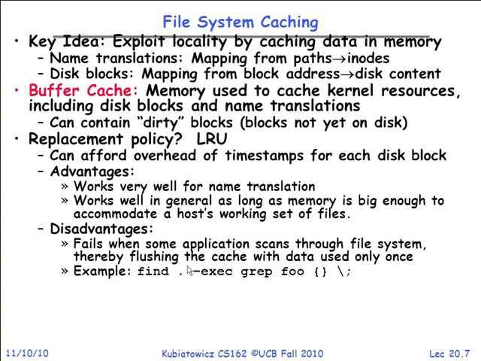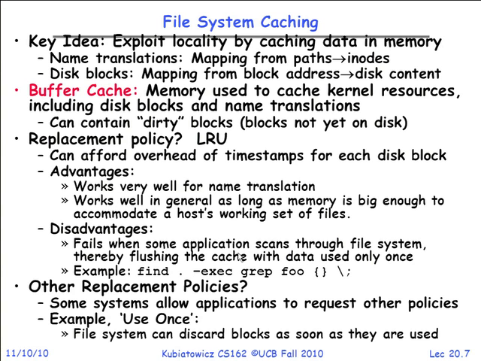So what are some other replacement policies than LRU? Well, you could imagine that an application gets to request another policy. For instance, find might say, I'm only going to use each file I touch once, so don't bother caching it. Or if you cache it, don't kick anything else out. Just compete with a chunk of cache you've left for me.